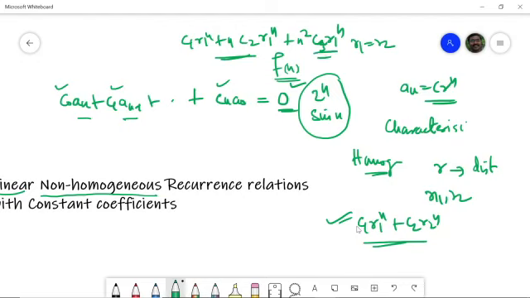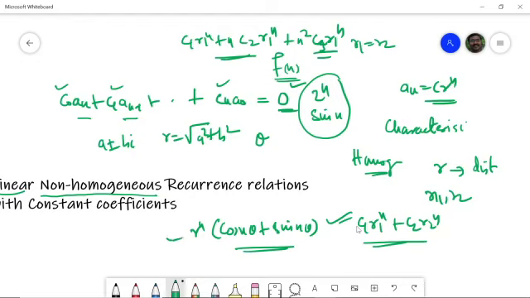Now for complex roots, if you get the roots as a plus or minus bi, you first find r, which is equal to the root of a squared plus b squared, and also you find theta. Then your solution will simply be r raised to n times c1 cos n theta plus c2 sin n theta. So this was the solution pattern for homogeneous recurrence relations. For details you can refer to the previous video.